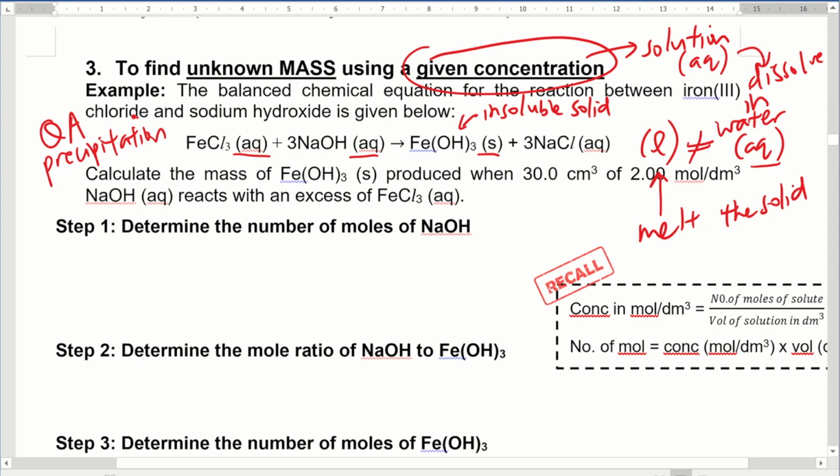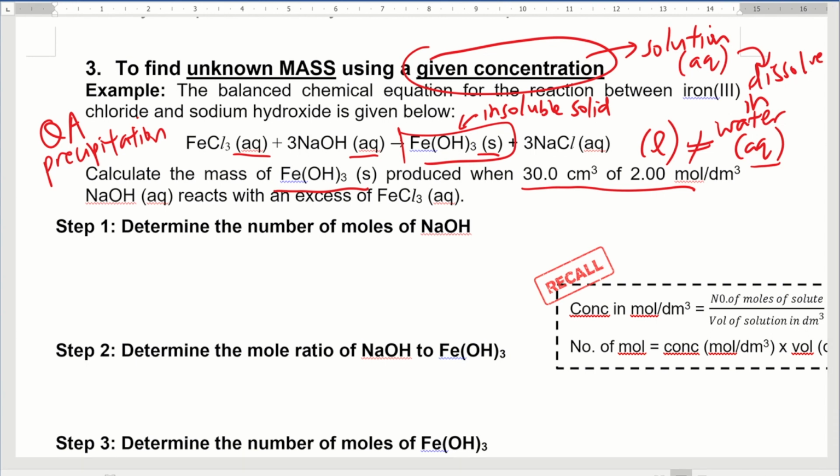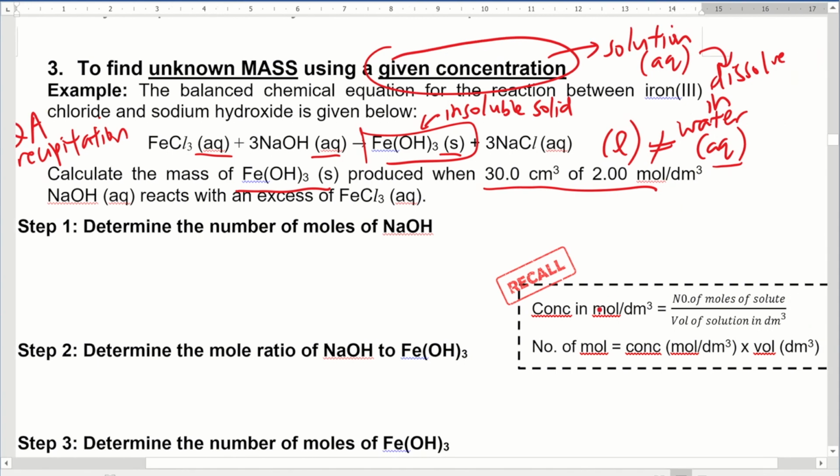So they tell you to find the iron 3 hydroxide produced. I want you to find the mass of this when you are given this volume and this concentration of NaOH. Same thing. Always find the number of moles. If you take a look at this equation here, recall mole per dm³, the unit for concentration, is equivalent to number of moles divided by volume of solution.